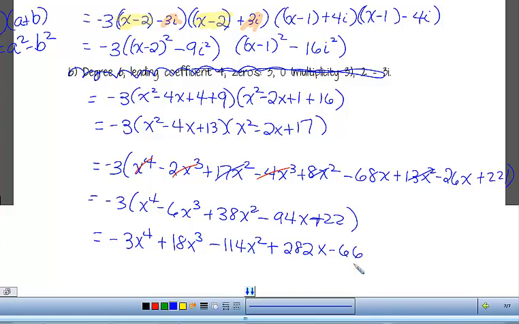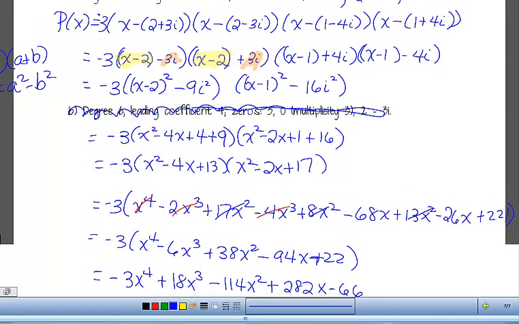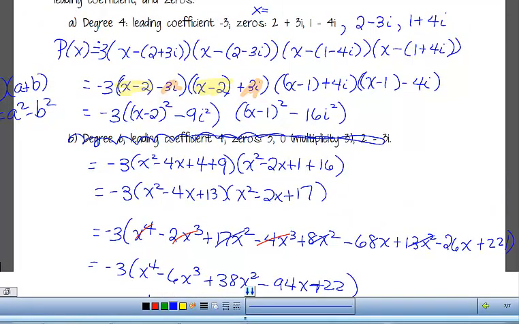Let's talk about what happened, because it's going to happen or need to happen again. Okay? So they wanted us to come up with the polynomial, given the zeros and the leading coefficient. They gave us some of the zeros. So the first thing we did was we found the remaining zeros. Then we wrote those zeros as linear factors. Okay, questions about that?